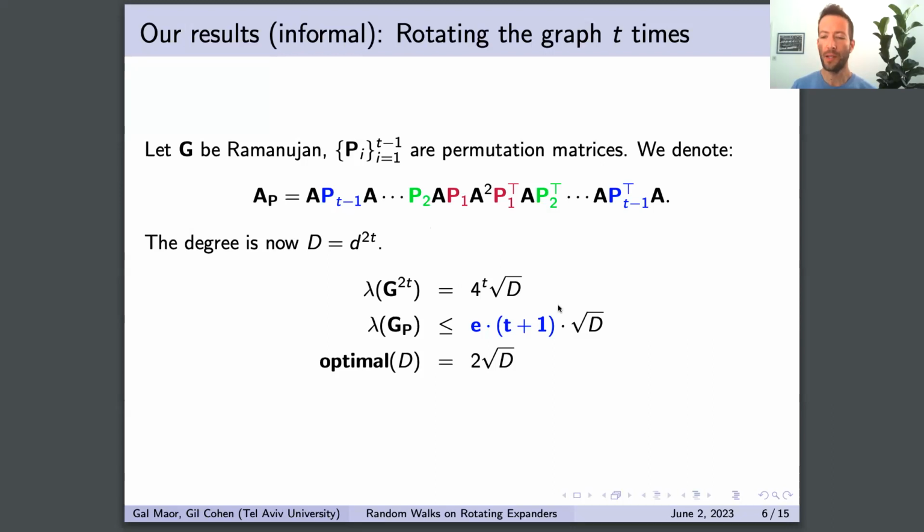Moreover, this isn't just an O of t notation here. This is the actual function with these constants, where e, Euler's number, just shows up naturally in the analysis. And we believe this formula to be, at least in some sense, tight. More about that towards the end of the talk.